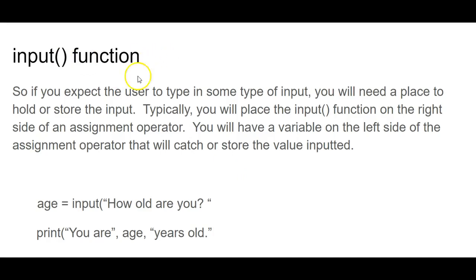The input function. So if you expect the user to type in some type of input, you need a place to hold or store the input. Typically, you would place the input function on the right side of an assignment operator. Here's an assignment operator. The right side is where the input function would go. The left side of the assignment operator, you would have a variable.